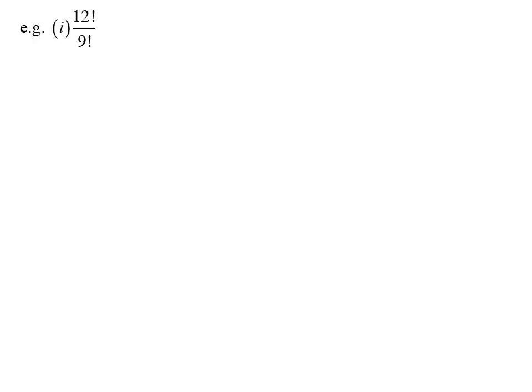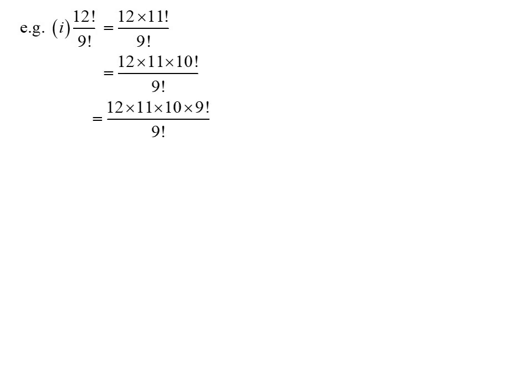12 factorial over 9 factorial, well, I could roll out that 12 factorial. It would be 12 times 11 factorial. But the 11 factorial would be 11 times 10 factorial. And we keep rolling it out until we can cancel the factorials. The 9 factorials cancel, so it's 12 times 11 times 10, 1,320. Now, the reality is I wouldn't write all of those lines in. But that's what we're doing when we're cancelling factorials.